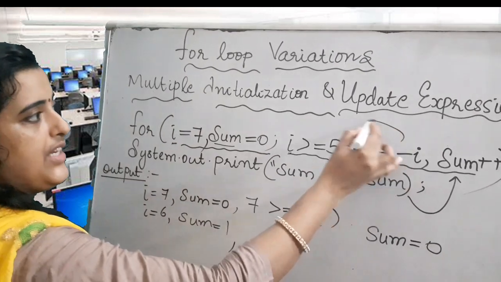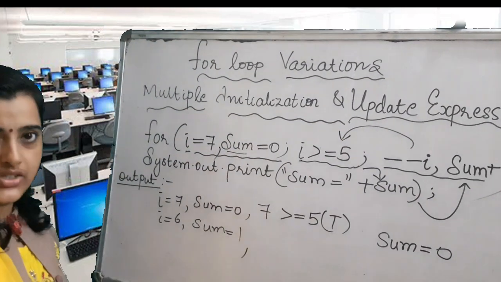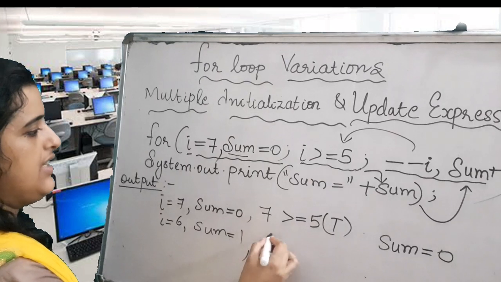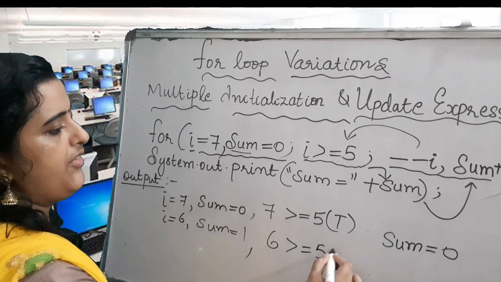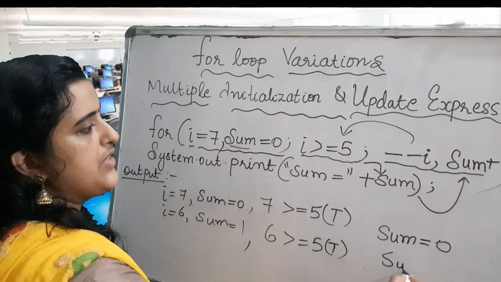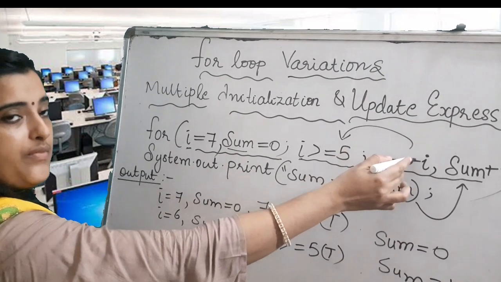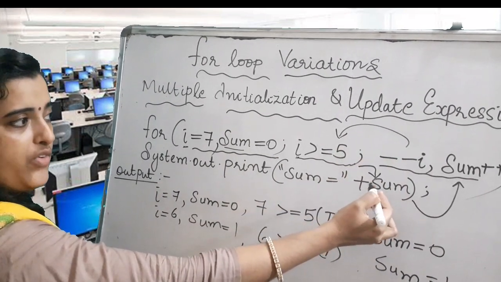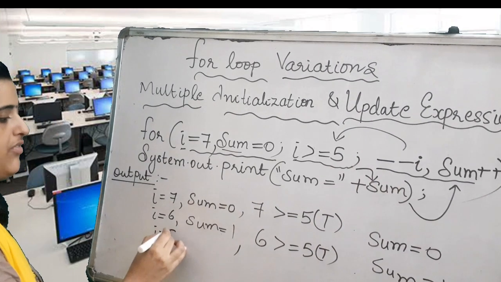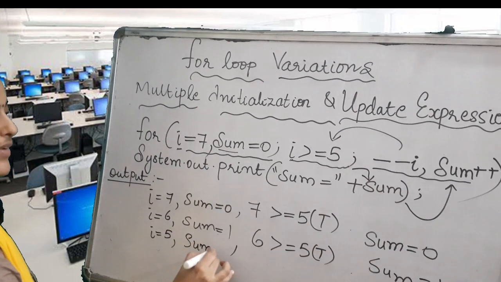Again, after updation directly we are moving to the condition checking section. So our condition is 6 greater than or equal to 5, which is true. So the value of sum is printed, that is 1. Again it goes to the updation section after the execution of the loop body, that is, the value of I will be 5 and the value of sum will be 2.